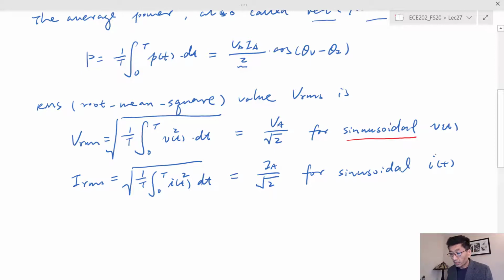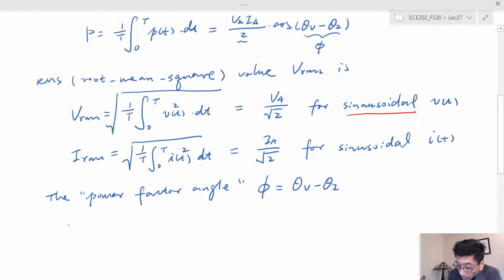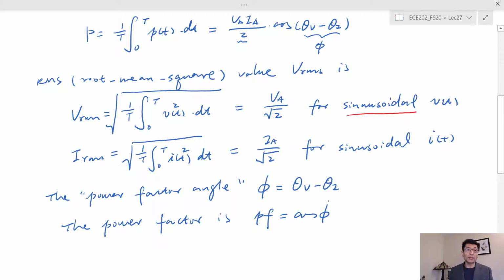Right. And if we replace this, I also want to define one more thing called the angle. I call this angle phi, the power factor angle. The power factor angle phi is equal to theta_v minus theta_I. And the cosine of phi is the power factor. So there are a few concepts here. The power factor, PF, is cosine phi. In power systems, we are talking about the power factor.